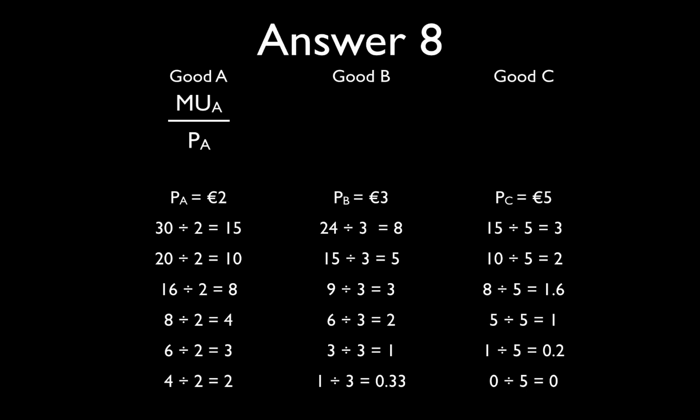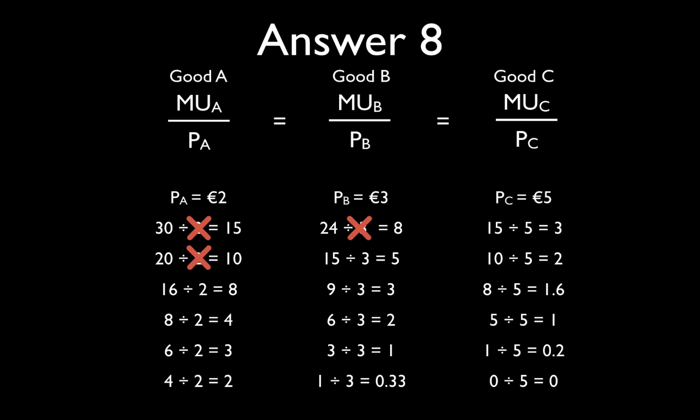So again, we're talking here, you have to spend your money in this way where the ratio of the marginal utility to price for each good is the same for all goods consumed. Let's just go through the sequence of purchases. So 15 is higher than 8, which is higher than 3, so he's definitely going to buy the first unit of good A. 10 is higher than 8, which is higher than 3, so he's definitely going to buy the second unit of good A.